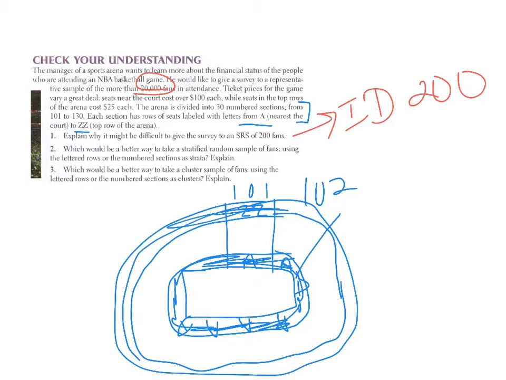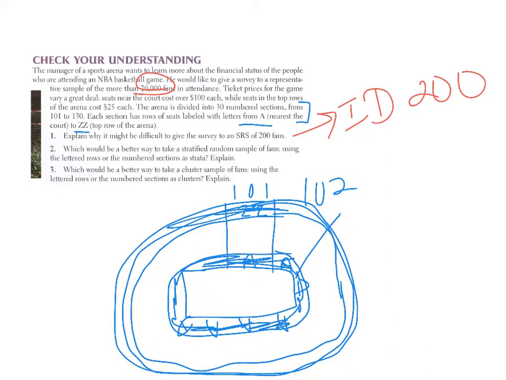The people up here in ZZ being their own stratum, they might have different interest in the game. They have a different amount of money to spend on the game. So the best way to form the strata for this particular sample would be the lettered rows.